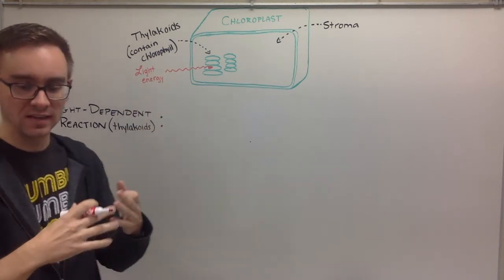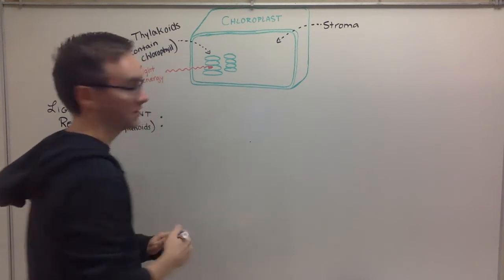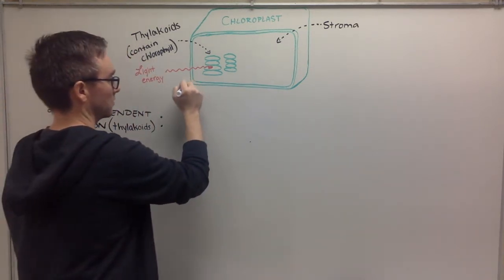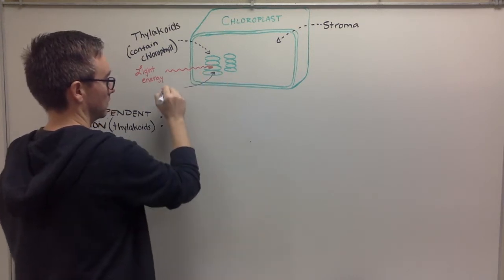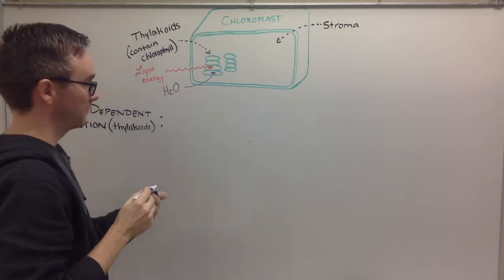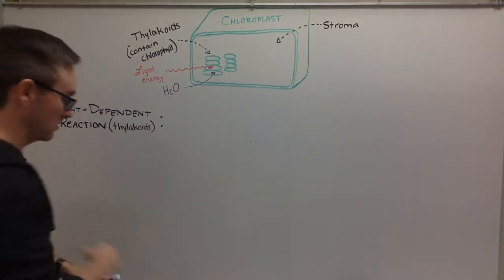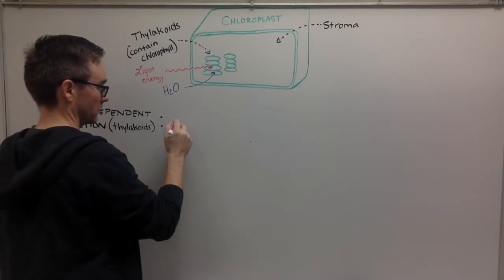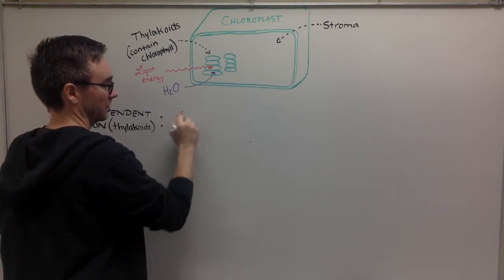So we're going to take that light energy, and one of the other things that's going to happen when we go into those thylakoids is water. Water is going to be absorbed in those thylakoids as well. So into the thylakoids, we have water and light energy.